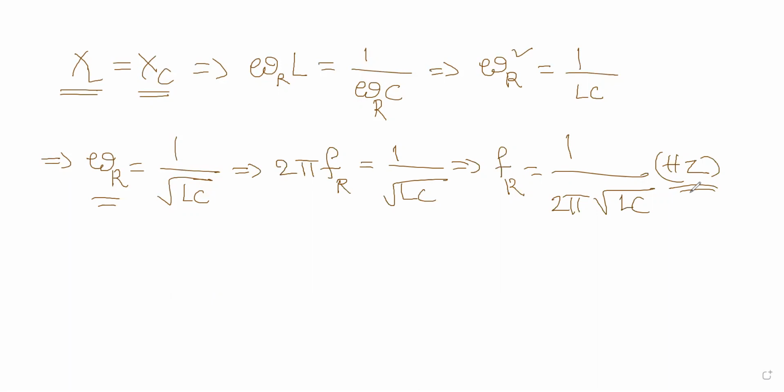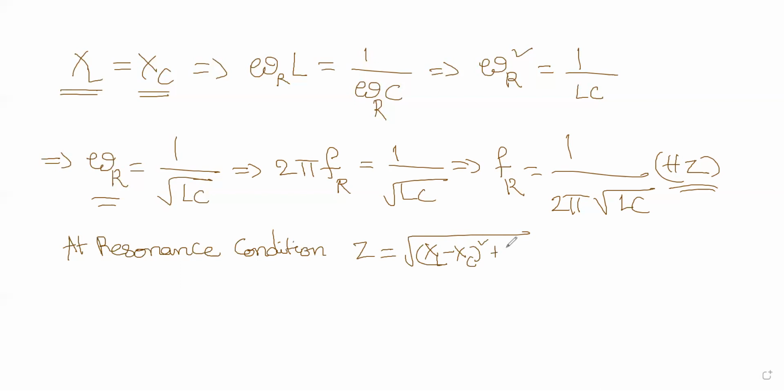Hope you got it. So this is how we derive the resonance condition. At one more point, at resonance condition, let's calculate Z. Z is equal to square root of (XL minus XC) whole square plus R square. But XL is equal to XC, so this term goes to 0. So you get simply R, and that is, impedance is minimum at resonance.